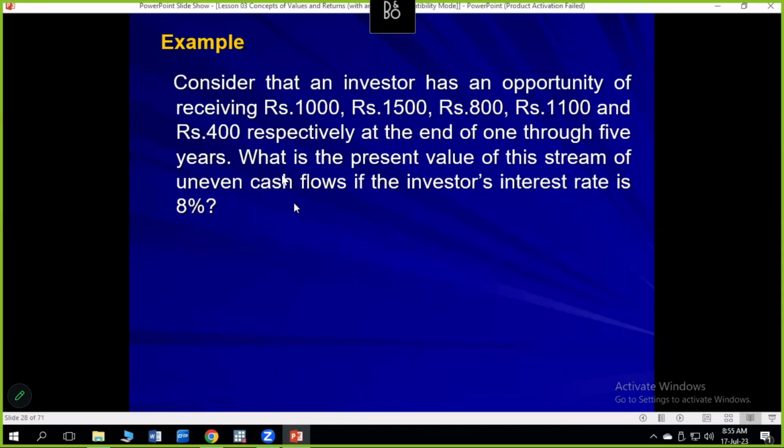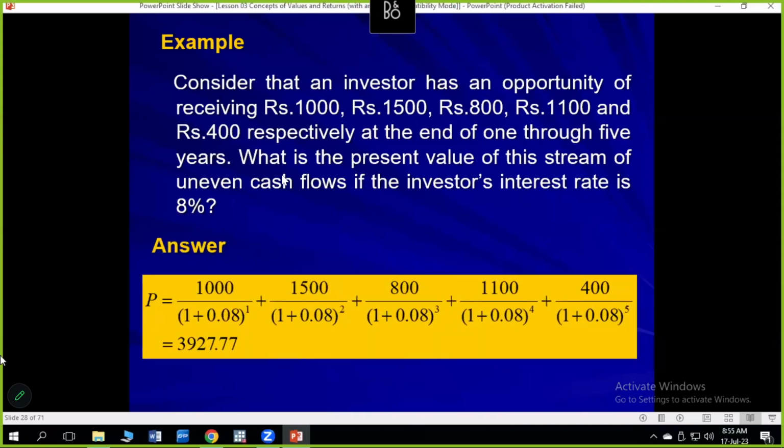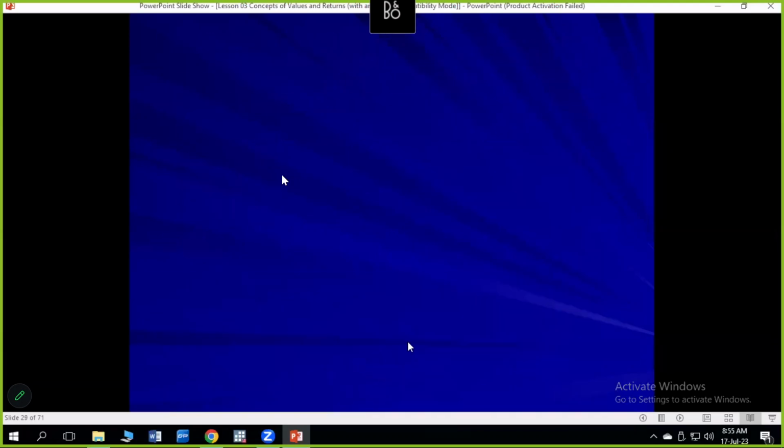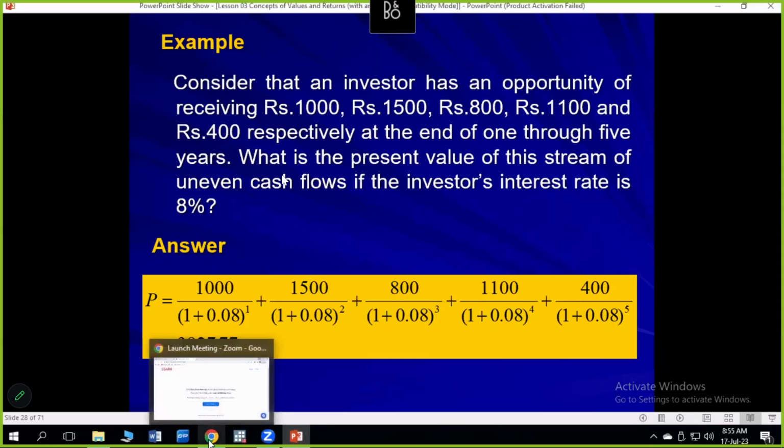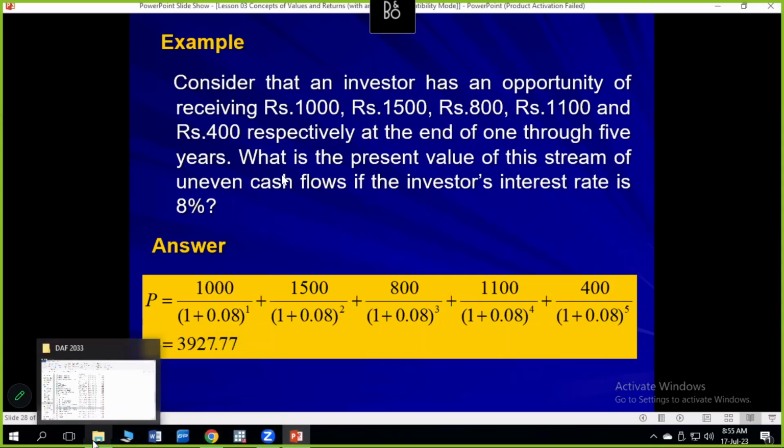Right. So after you have taken down this exercise, you can provide your answer. The answer is obtained like this: 3927.77. You use your calculator to do the calculations, adding all these and getting the final answer. At this juncture, I want to give you some other alternatives.